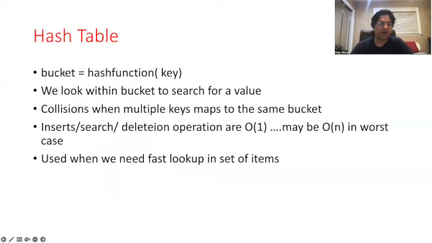Again, the bucket is determined by applying the hash function on the key, and then we look within the bucket to search for a value, the yellow portion I was showing in the graph. Collisions happen when multiple keys map to the same bucket. In a hash table, insert, search, and delete operations are all order of 1. So it's a very fast data structure, provided we have a very good hash function and collisions are not happening.